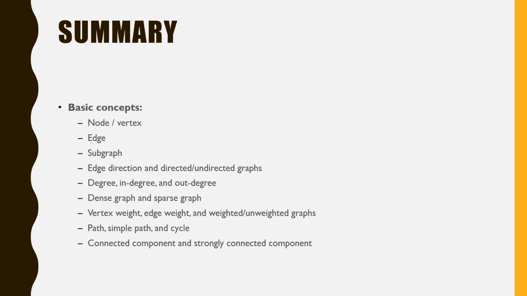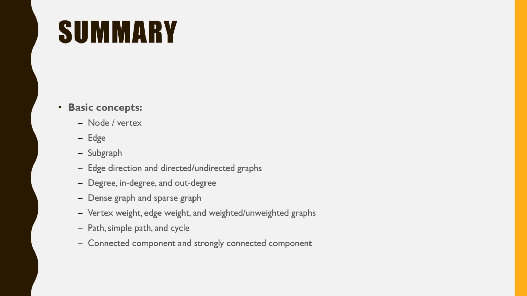In this video, we introduced the fundamental concept of graphs. We began by defining nodes and edges, noting that edges can be either directed or undirected. We then discussed how to measure a node's connectivity through its degree. We explained that dense graphs tend to have many edges, whose edge set size is on the order of O(V squared), whereas sparse graphs have relatively fewer edges, whose edge set size is on the order of O(V).